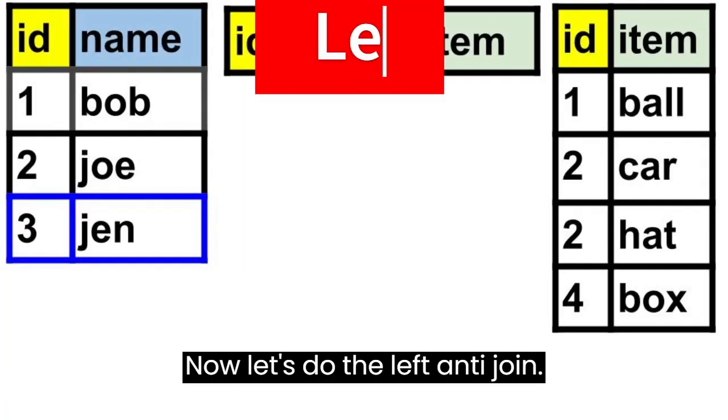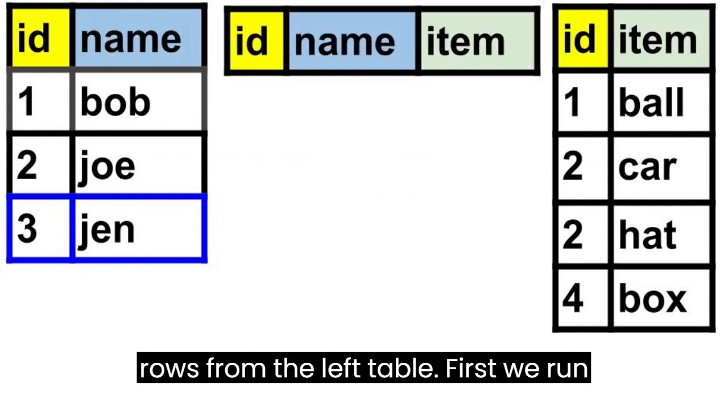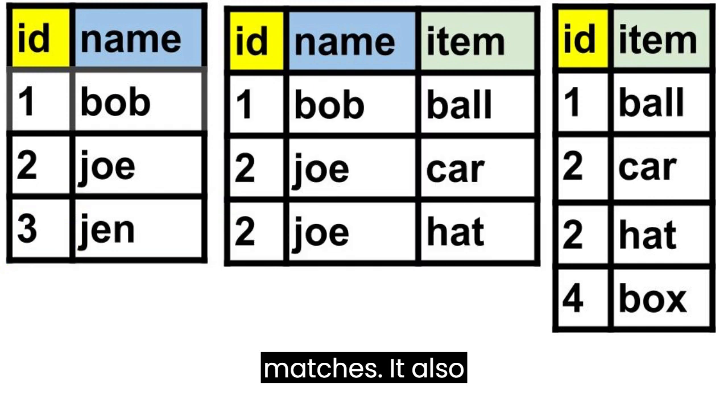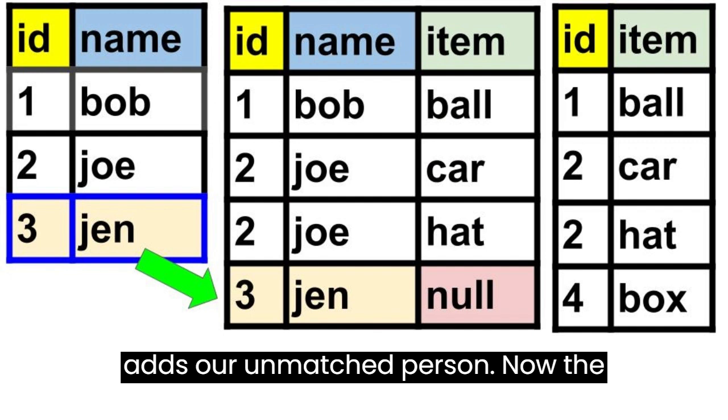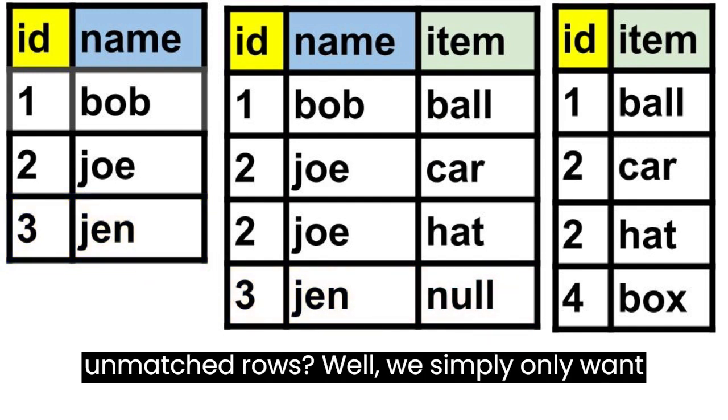Now, let's do the left anti-join. The left anti-join only gets unmatched rows from the left table. First, we run the left join, which yields all the 3 matches. It also adds our unmatched person. Now the question is, how do we only retain the unmatched rows?